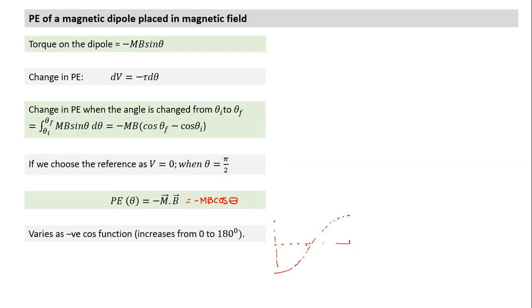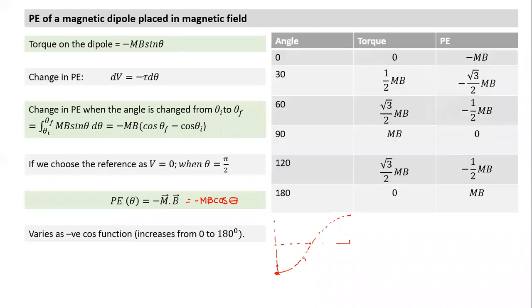What you notice here, it will keep on increasing. When is the potential energy minimum? Potential energy is minimum, which is equal to minus mb, when theta is equal to 0. It becomes 0 at theta equal to 90, and it becomes equal to plus mb when theta becomes 180. And so for any two angles, we can calculate what the change in potential energy is.